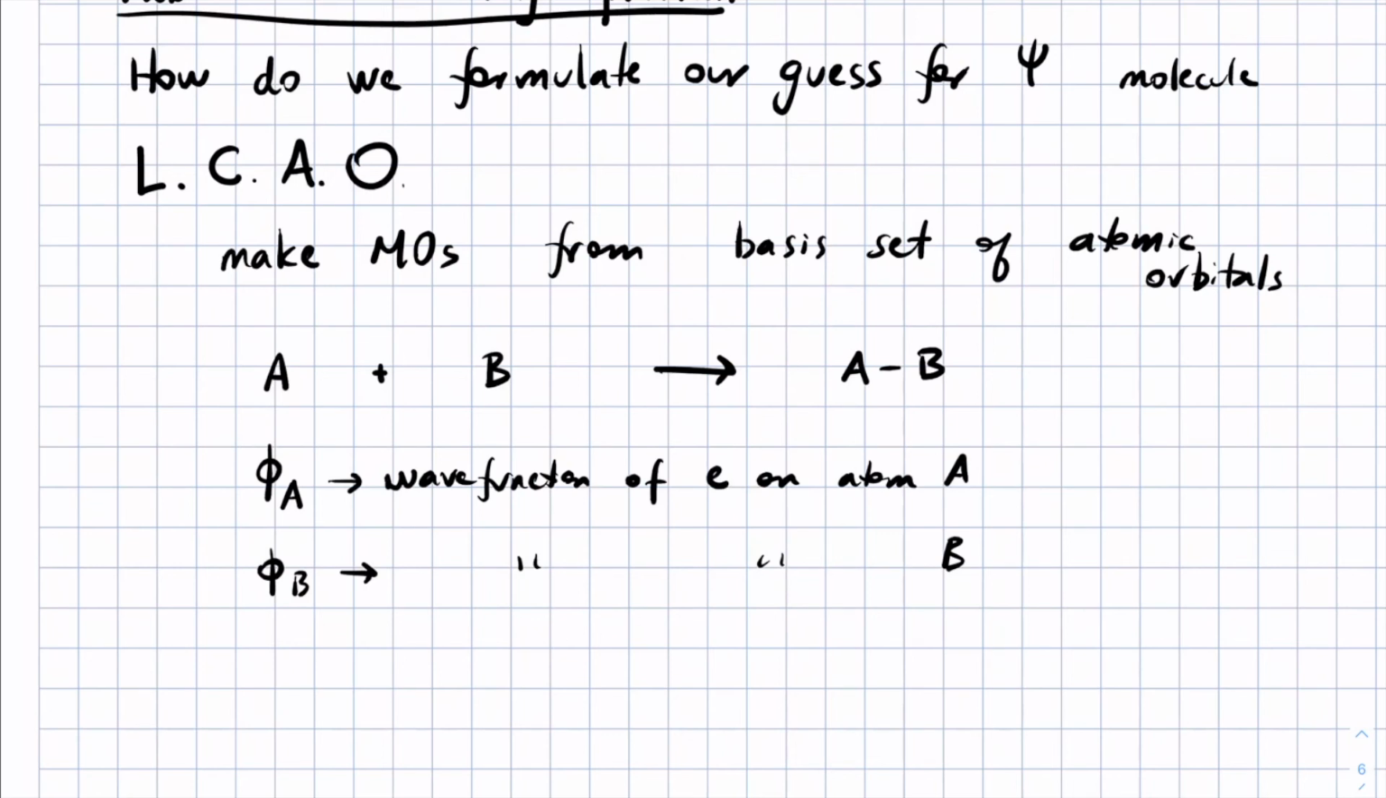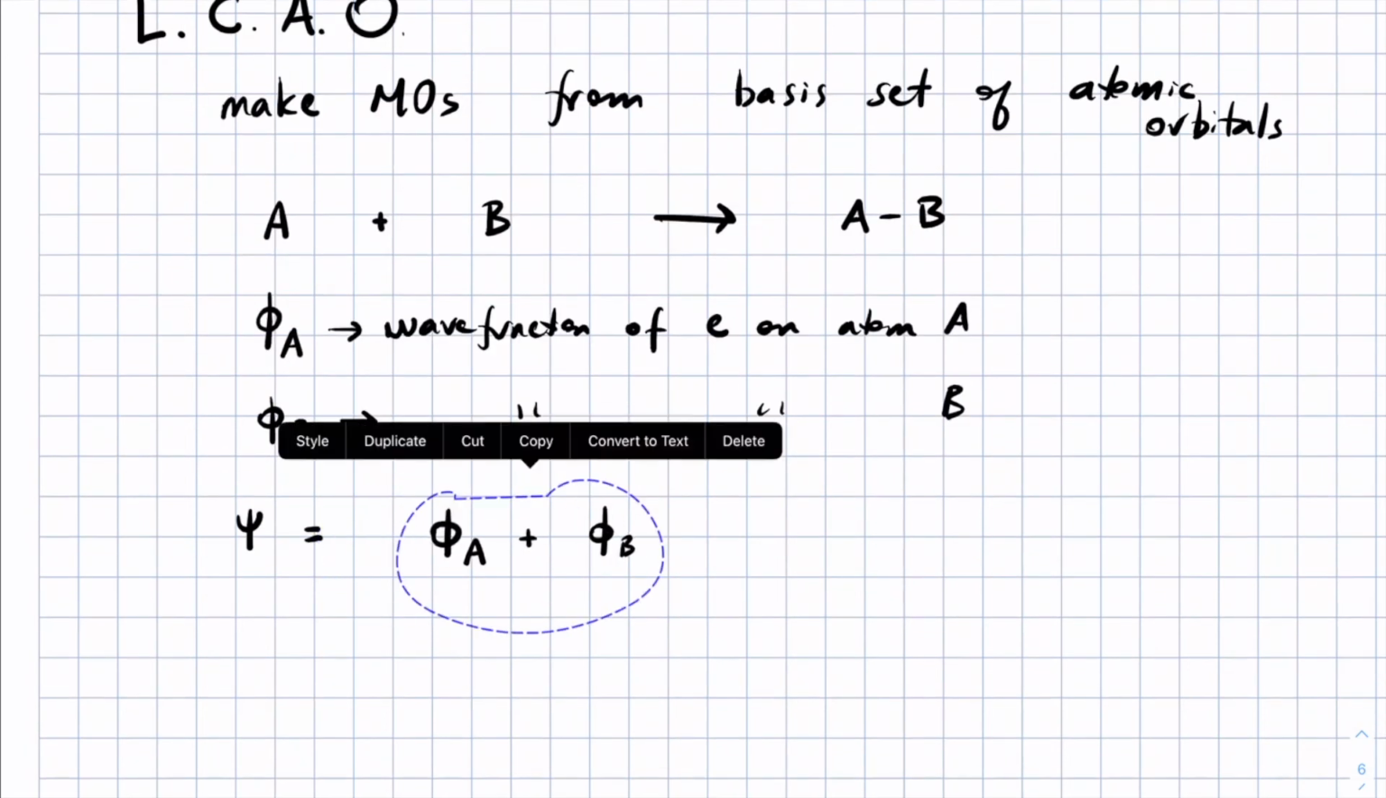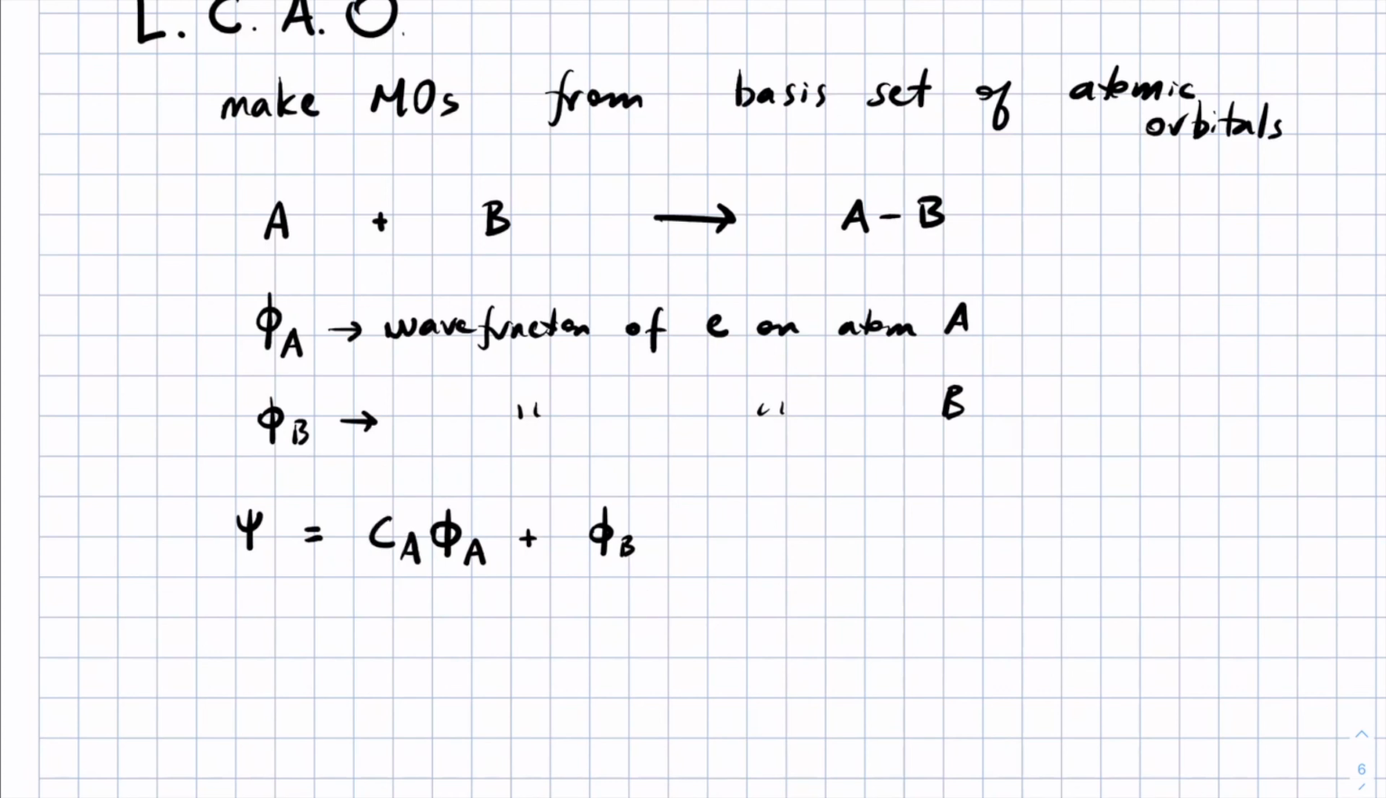So if we bring A and B together to form a new molecule, what we're going to say is that we are going to generate the wave function. Our initial guess for the wave function is going to be one where we add the atomic orbital from atom A to the atomic orbital for atom B. And we're not just going to add them together. There's going to be a coefficient that tells us how much of the atomic orbital for atom A contributes versus how much the atomic orbital for atom B contributes. Okay? With me so far?